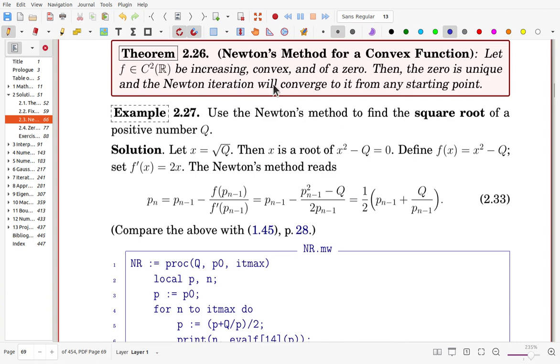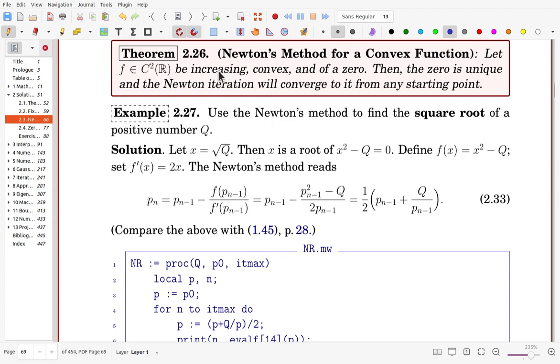Okay, here, Newton's method for a convex function. Assume f is continuous up to the second derivative, increasing, convex, and has a 0. Then the 0 is unique. It should be unique because it's increasing. And Newton-Raphson will converge to it from any starting point.